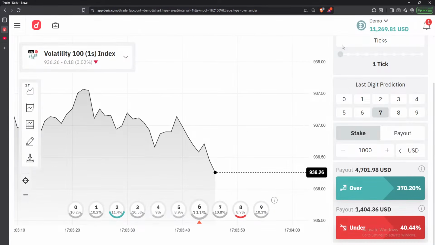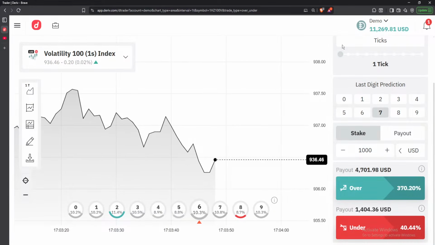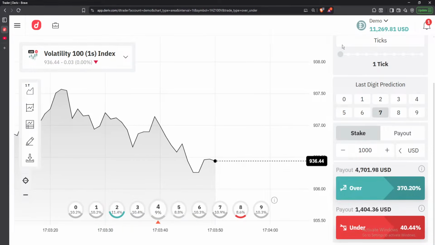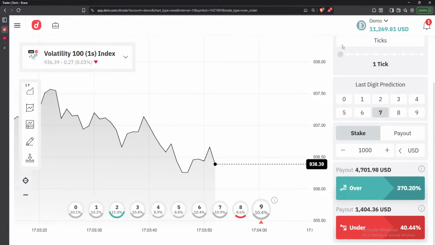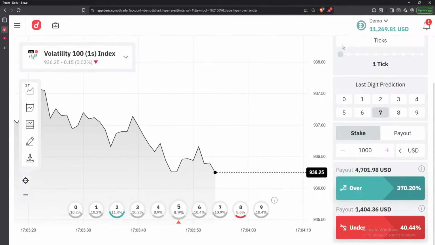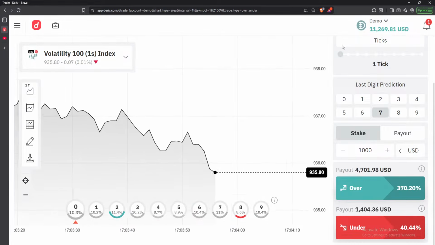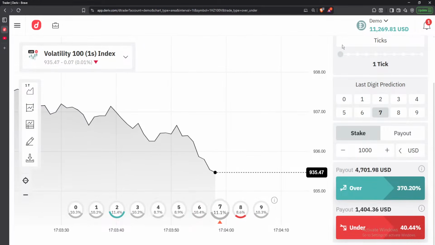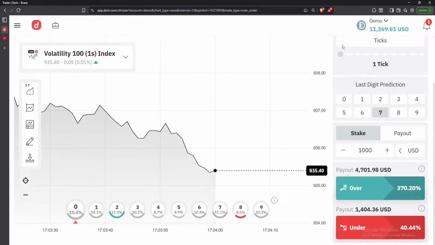Because most times whenever you're trading rise and fall and you go to something like volatility 25, you'll find that the candlestick is not moving. The price movement is so little that you cannot predict if the market will go up or down. So anytime you're trading rise and fall, please focus on 100.